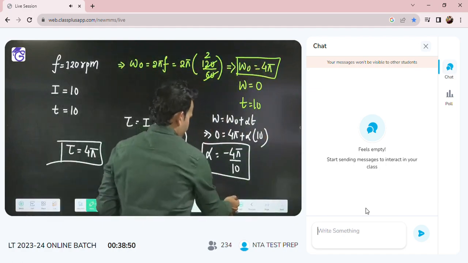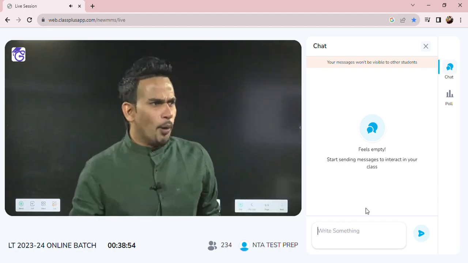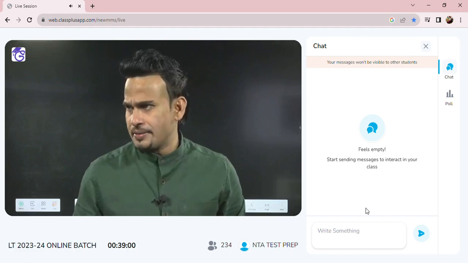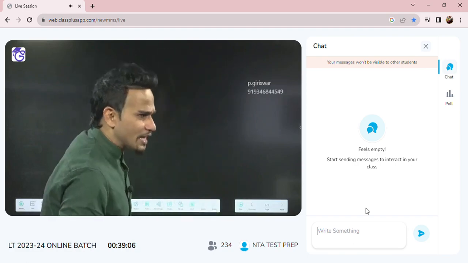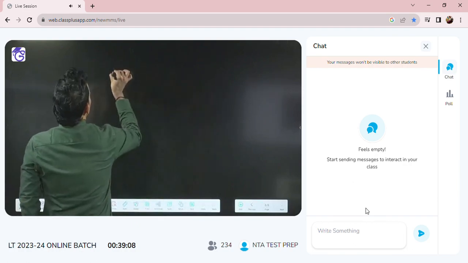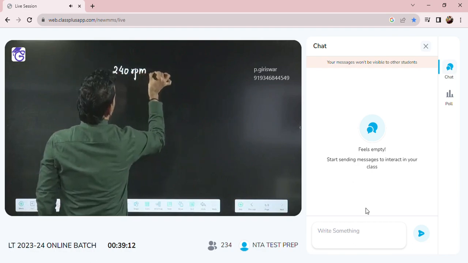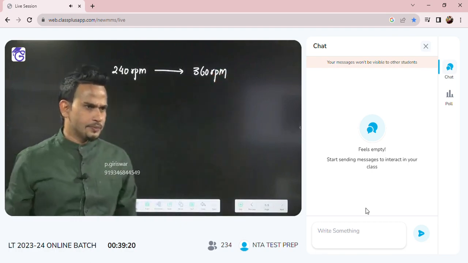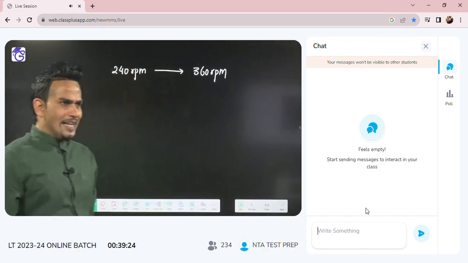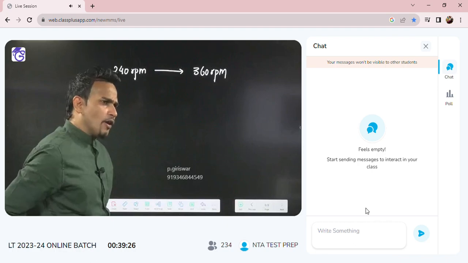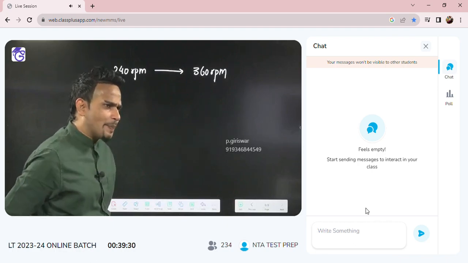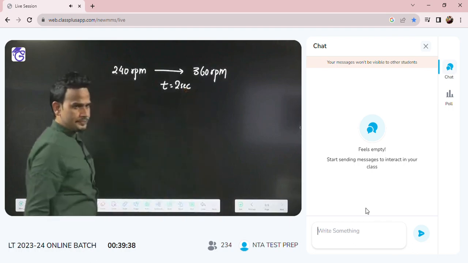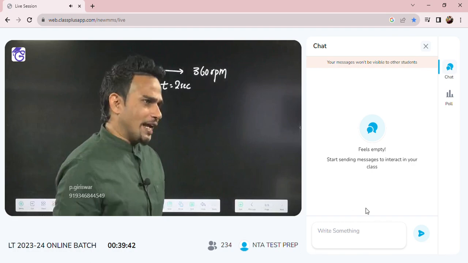A rigid body angular velocity increases from 240 rpm to 360 rpm in a time of 2 seconds.